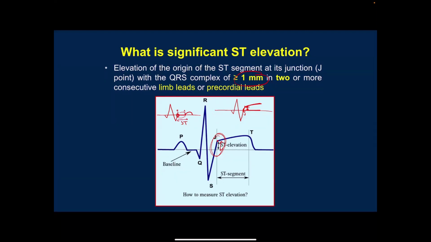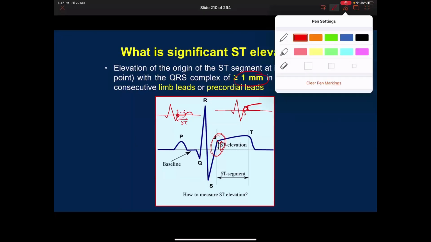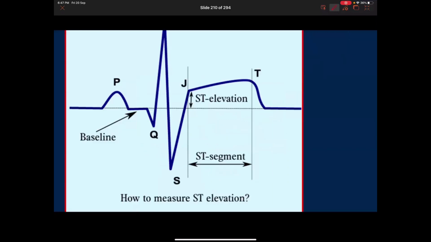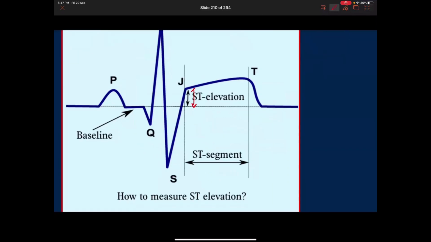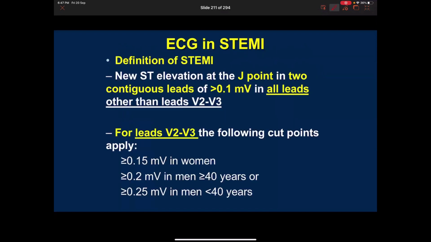1 millimeter is 1 square, so it has to be an elevation of at least 1 square or more for it to be considered an ST elevation, okay? So this area right here, just clear. This space right here has to be at least 1 small square for it to be considered an ST elevation, okay? And it has to be in 2 or more consecutive leads. We'll discuss what that means.